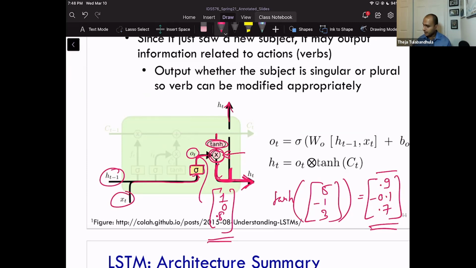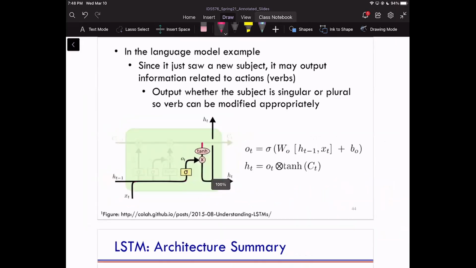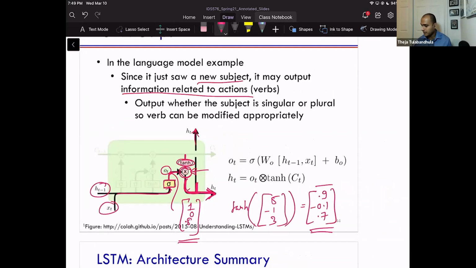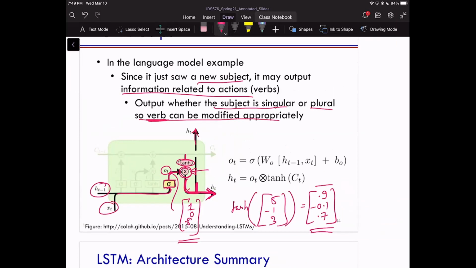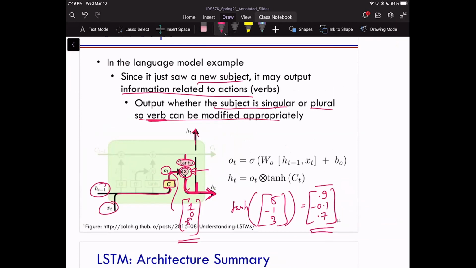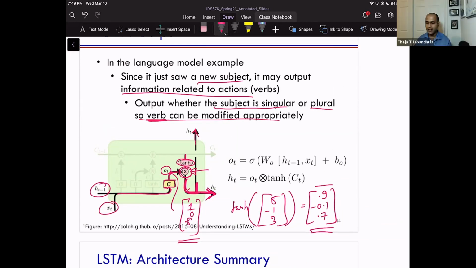Okay, so for example, in the language model example, since we saw a new subject, we may want to output information related to the actions. So for example, output whether the subject is singular or plural, so the verb can be modified appropriately, right? If it's plural, then the verb should appropriately consider the fact that the subject is plural, right? So these are just interpretations that you can make given the operations of the 3 gates.